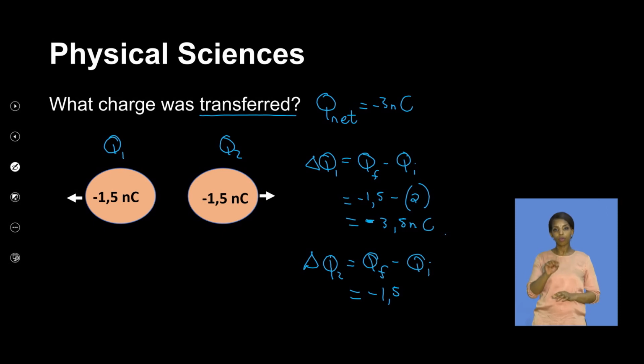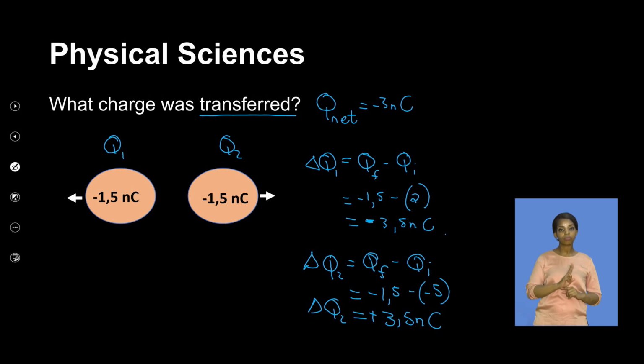Okay, minus the initial one was actually negative 5, right? So it's negative 5 nanocoulombs. If you simplify that, it will give you negative 1.5 plus 5, which gives you positive 3.5 nanocoulombs. So delta Q2 is equal to positive 3.5 nanocoulombs. What does that mean? It means this one lost electrons, or it became more positive.